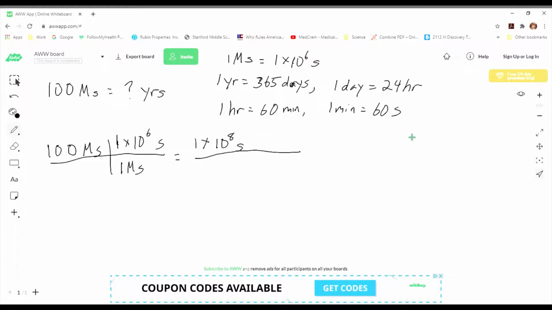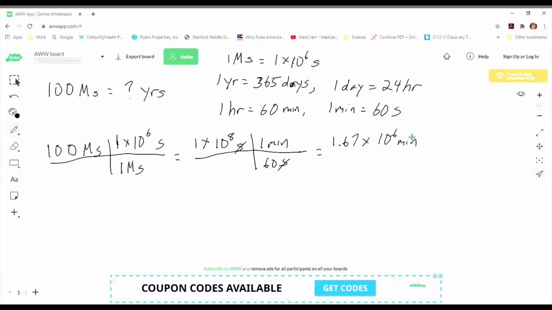Now let's convert the 1 times 10 to the 8th seconds into, we can turn seconds into minutes. We want seconds to cancel, so the 60 seconds go on the bottom, 1 minute goes on top, and that's going to give us 1 times 10 to the 8th divided by 60. That's going to give us 1.67 times 10 to the 6th minutes. Okay, so our seconds cancel, leaving us with minutes.